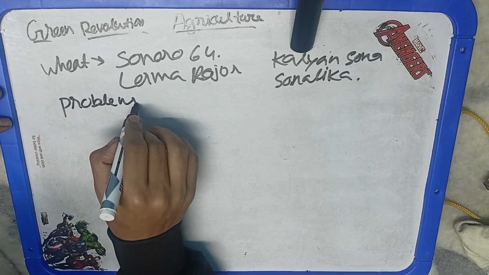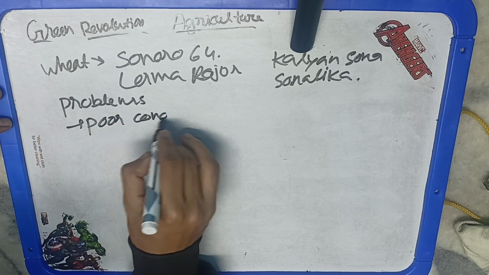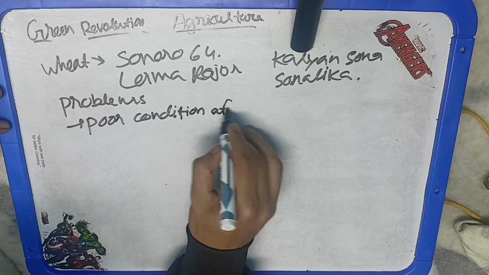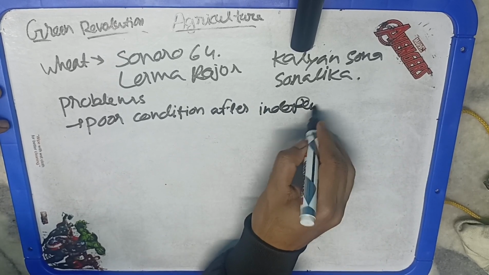The poor condition after independence. Poor condition in every sector, we can say, not only agriculture but our economic condition, because those led to the decreased production of various inputs related to agriculture, frequent famines and drought. That was a natural condition also. That natural condition was also poor.